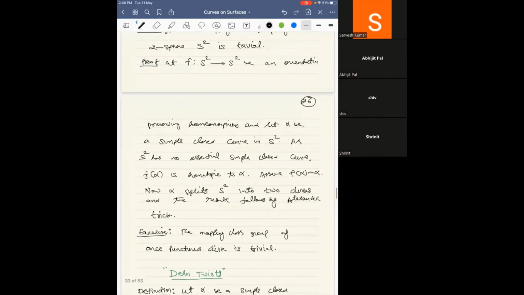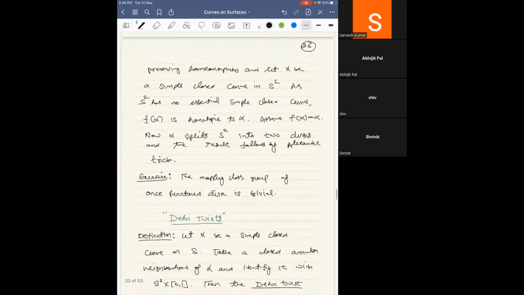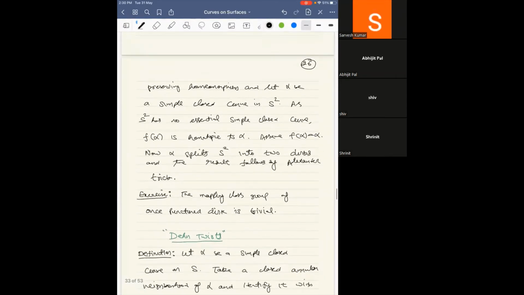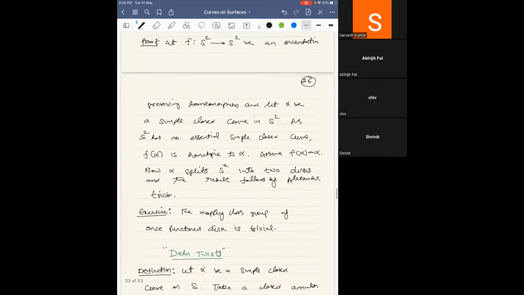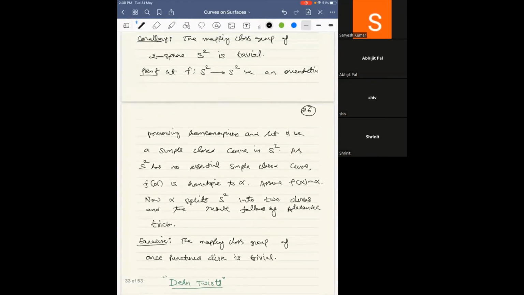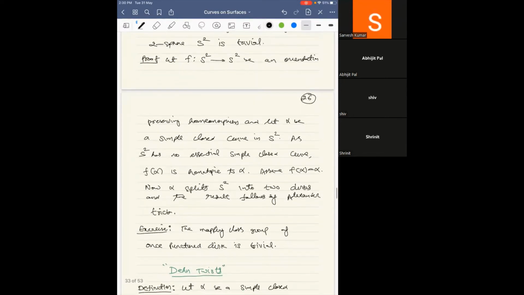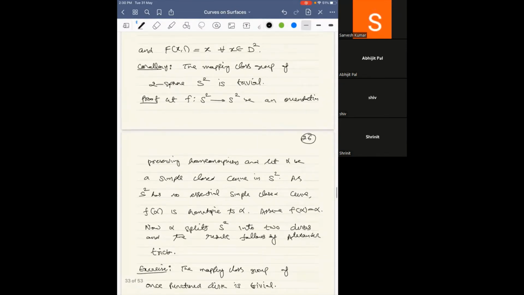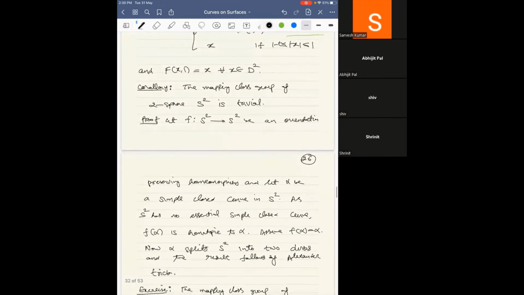So what does this do? This will split your S2 into two disks. Now on each portion you can just apply the Alexander trick. So this will give that f is isotopic to identity. So this is very simple, just an extension of the Alexander trick.